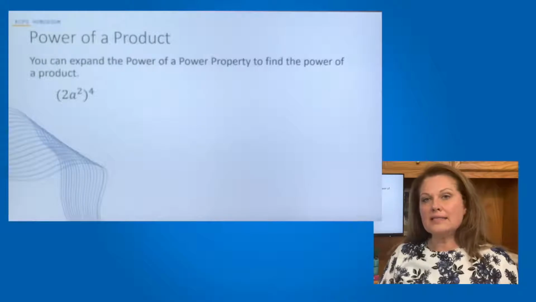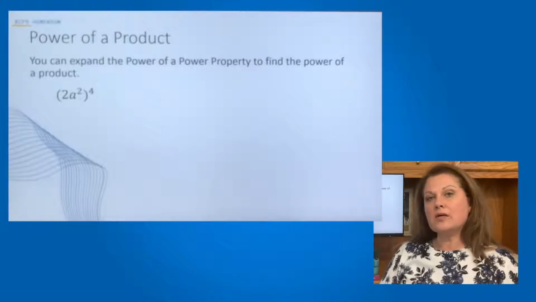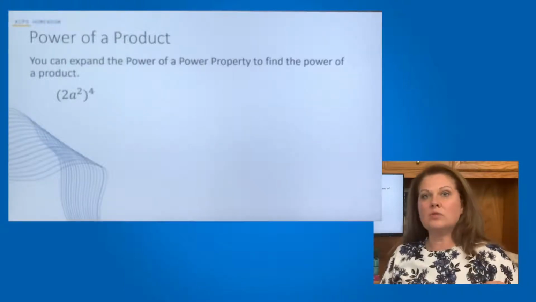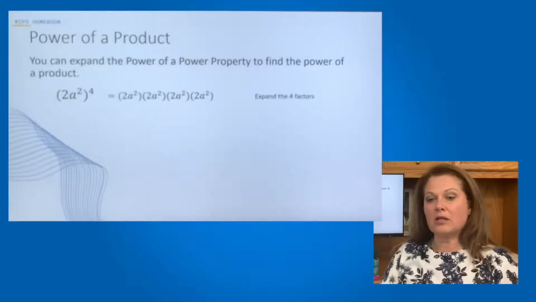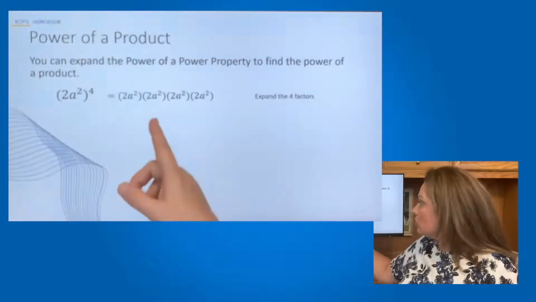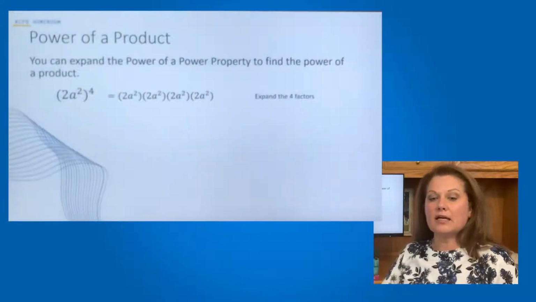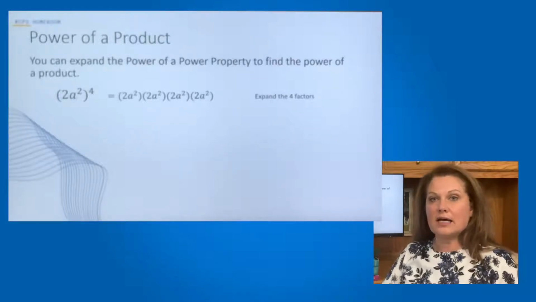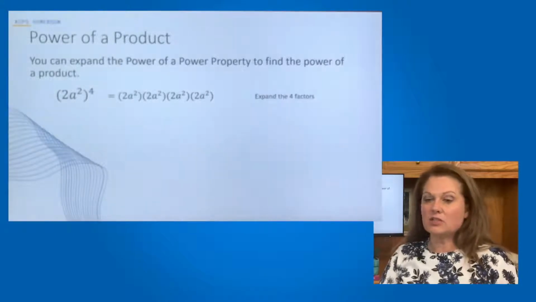So our base is actually 2 times a to the second power. Now the 4 is going to tell us how many times we're going to multiply that particular factor, and how that would look would be something like this: 2a to the second times 2a to the second times 2a to the second times 2a to the second. That gets kind of repetitive and hard to say, kind of like a tongue twister.